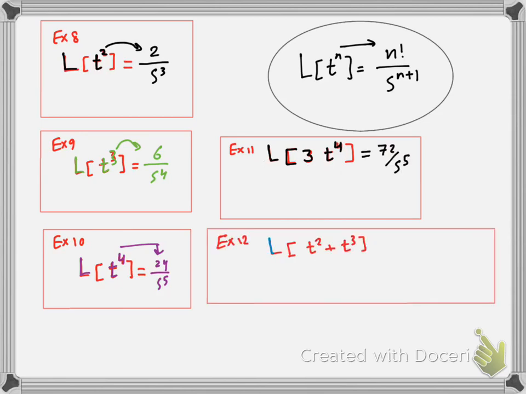In example 12, let's compute the Laplace transform for two functions added together. Surely you can do them separately. I will compute the Laplace transform for t squared alone plus the Laplace transform for t cubed alone. For the first one, the power is 2, so it becomes 2 factorial divided by s to the power 2 plus 1, which is 3, plus the second term with power 3, which becomes 3 factorial divided by s to the power 3 plus 1, which is 4. 2 factorial is just 2, so it becomes 2 divided by s cubed, and 3 factorial, which is 6, divided by s to the power 4.